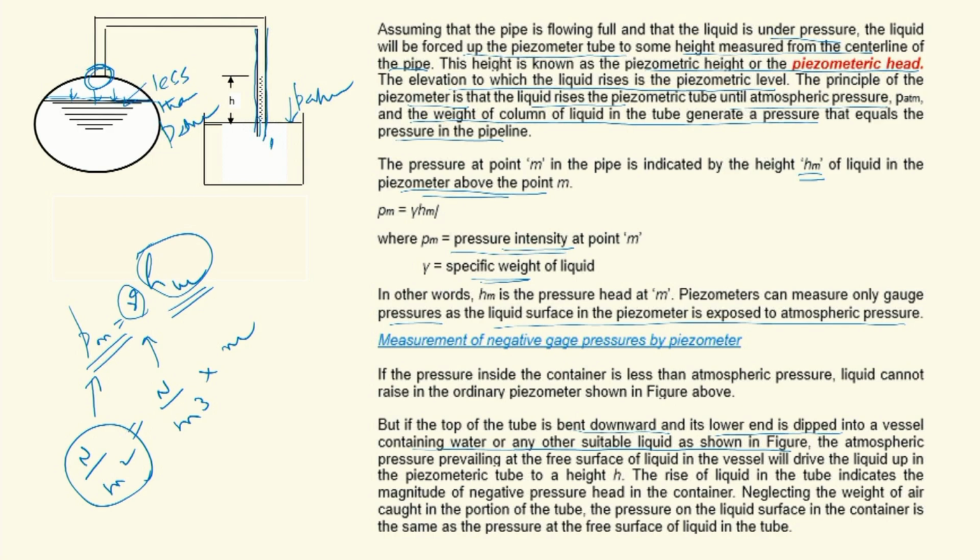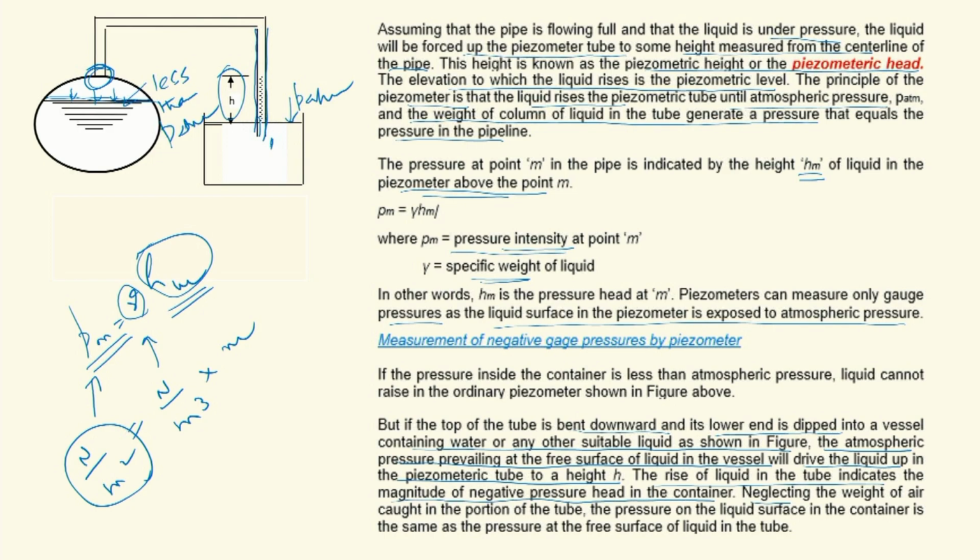Till what height? The atmospheric pressure prevailing at the free surface of liquid in the vessel will drive the liquid up in the piezometric tube to a height h. So this height h will directly give you the gauge negative pressure head in the vessel. So the rise of liquid in the tube indicates the magnitude of negative pressure head in the container.